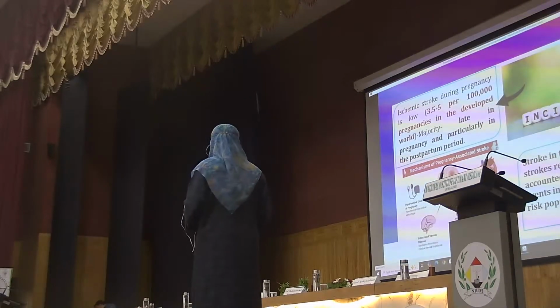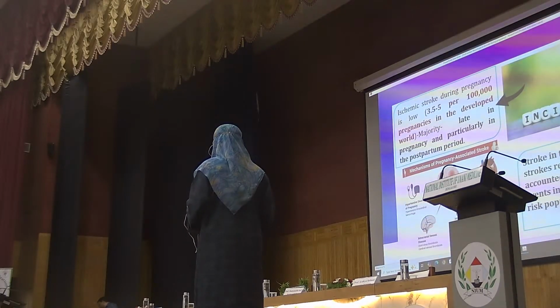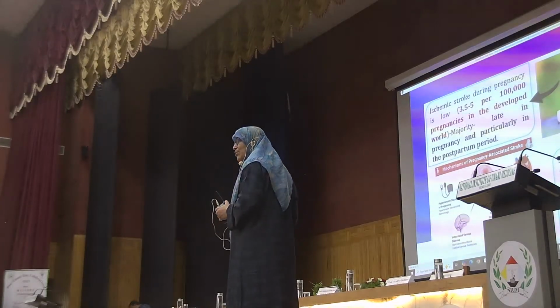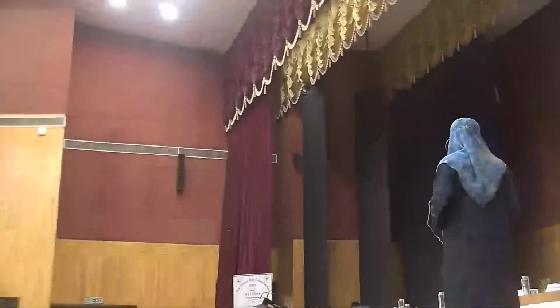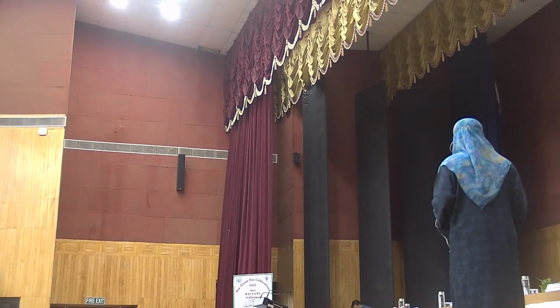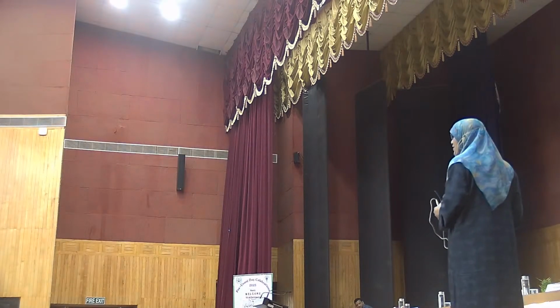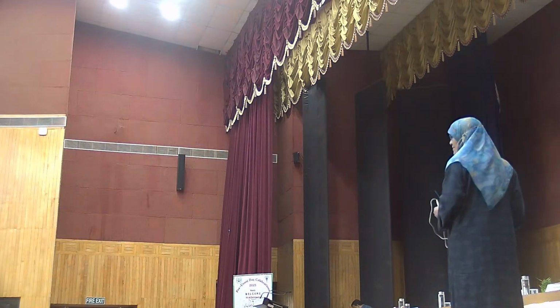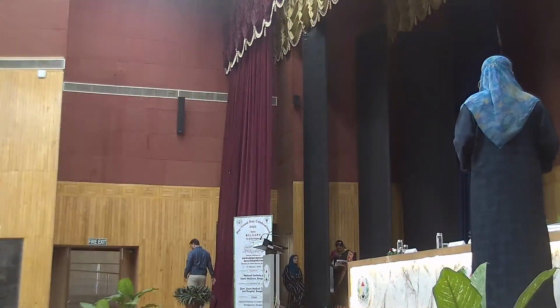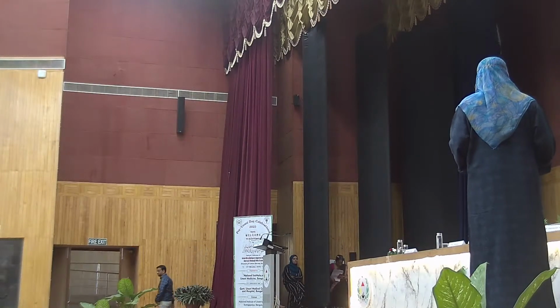So next, ischemic strokes. We can see that 3.5 to 5 per 1 lakh pregnant women can have ischemic stroke during pregnancy. So the incidence is 3.5 to 5 per 1 lakh. And we see majority of the women will develop ischemic stroke in late pregnancy, particularly in postpartum period. Then stroke in young group is 12% to 35%.